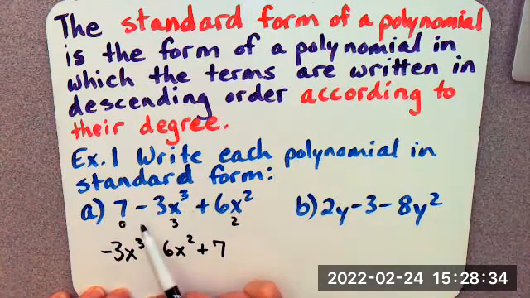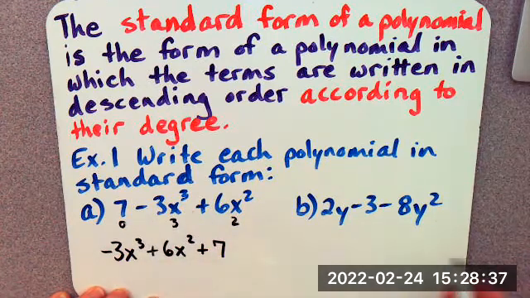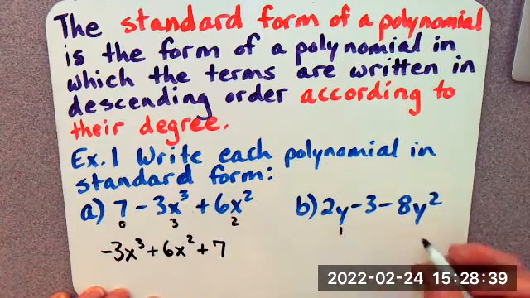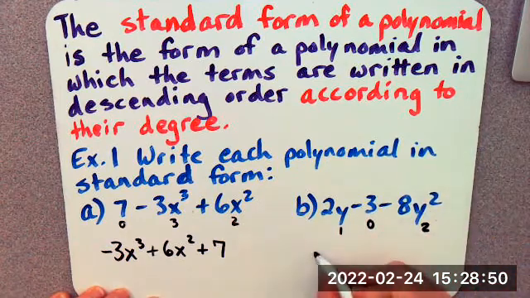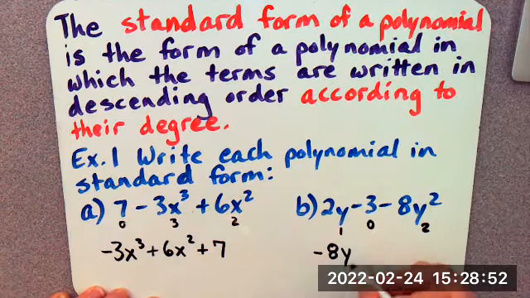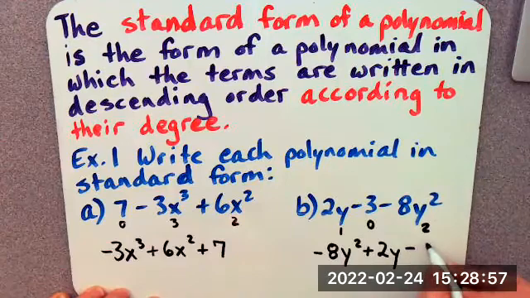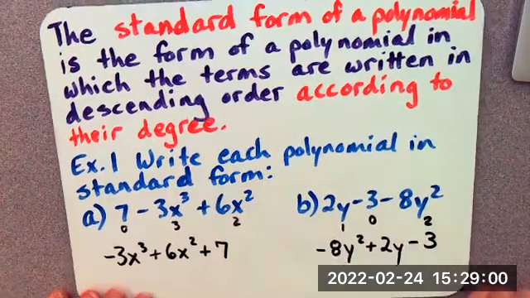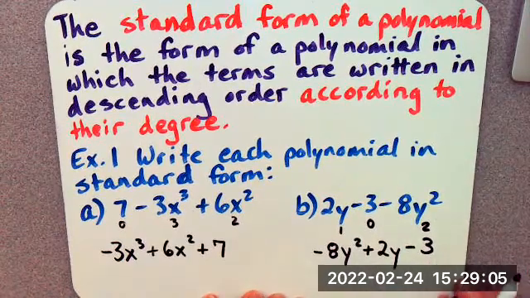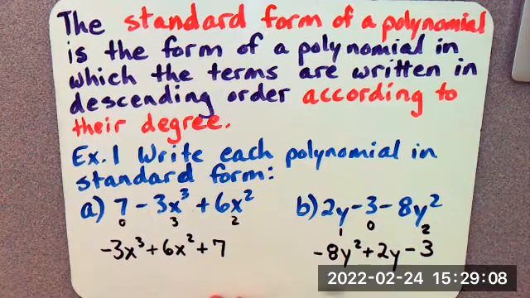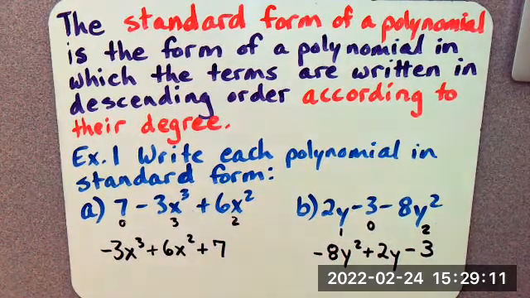So we have to be very careful about where these minus and pluses go. So if we look at this, this is a 1st degree, that's a 0 degree, and that's a 2nd degree monomial term in a polynomial. So we're going to put this one first, negative 8y squared plus 2y minus 3. So we have negative 8y squared plus 2y minus 3. So that would be standard form for both of these polynomials.